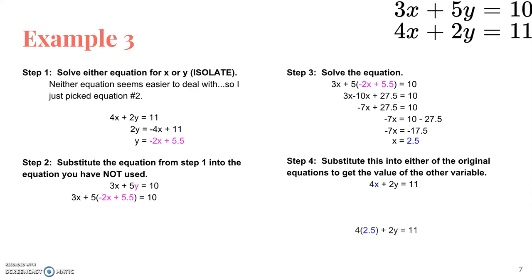I will replace the x with 2.5. I will then simplify to get 10 plus 2y equals 11. I will subtract 10 from both sides to get 2y equals 1. And after dividing by 2, I will get an answer of 0.5. To continue our example, our point of intersection is now 2.5, 0.5.